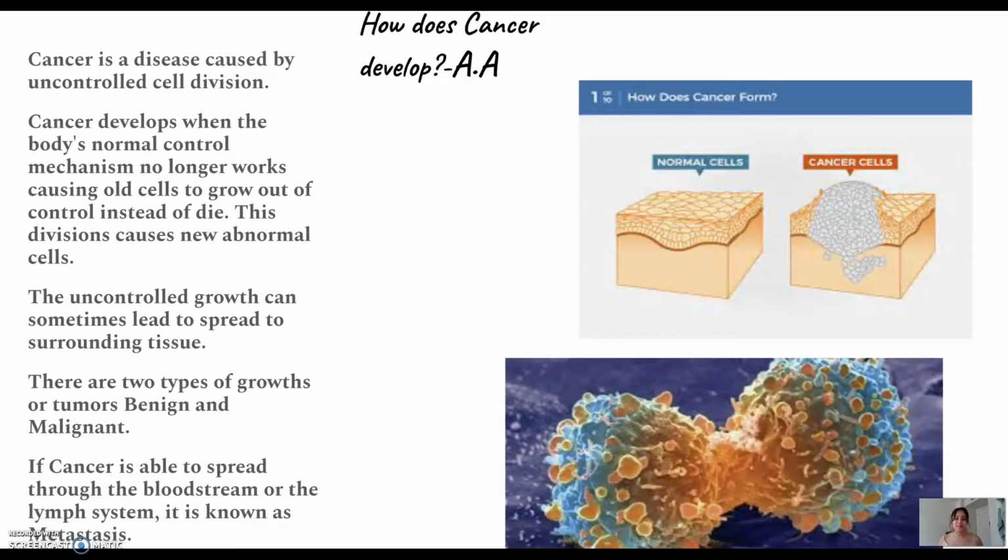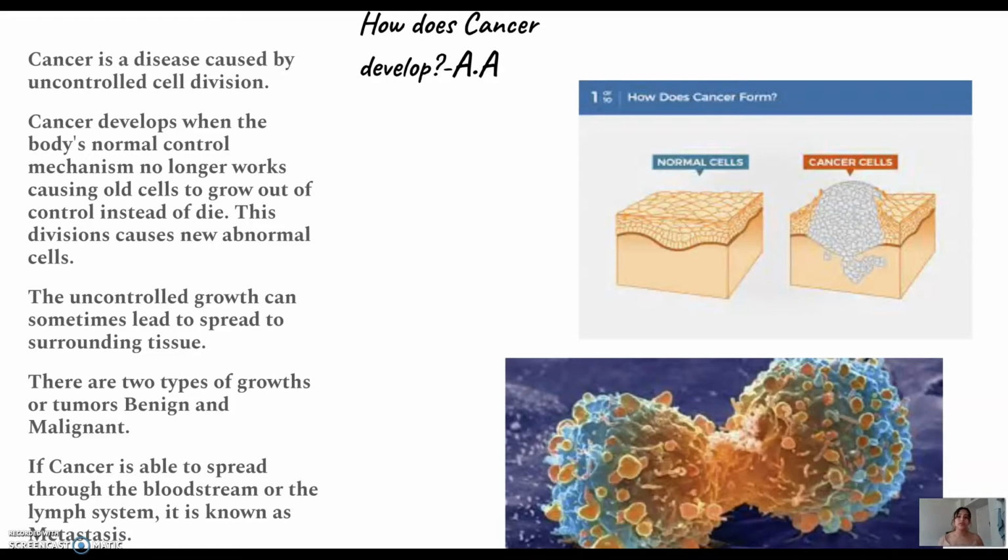Hello, my name is Amy Aviles, and I will be presenting a slide on how cancer develops. Cancer is a disease caused by uncontrolled cell division. Cancer develops when the body's normal control mechanism no longer works, causing old cells to grow out of control instead of die, which is a normal part of the cell cycle. This division causes new abnormal cells, causing tumors or lumps.